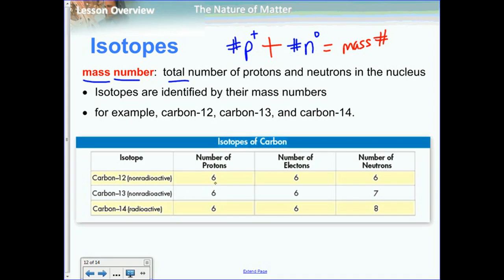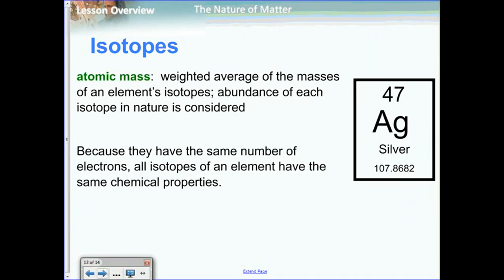So here's the example. I have 6 protons and 6 neutrons, and so we call this carbon 12. It has a mass number of 12. Here's the second isotope. It has 6 protons. This one has 7 neutrons. 6 and 7 is 13, so that makes carbon 13. The last isotope, 6 and 8, makes 14, carbon 14 isotopes.